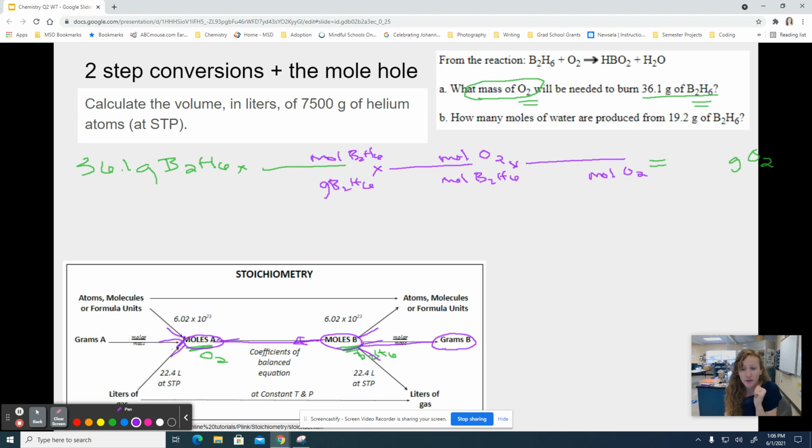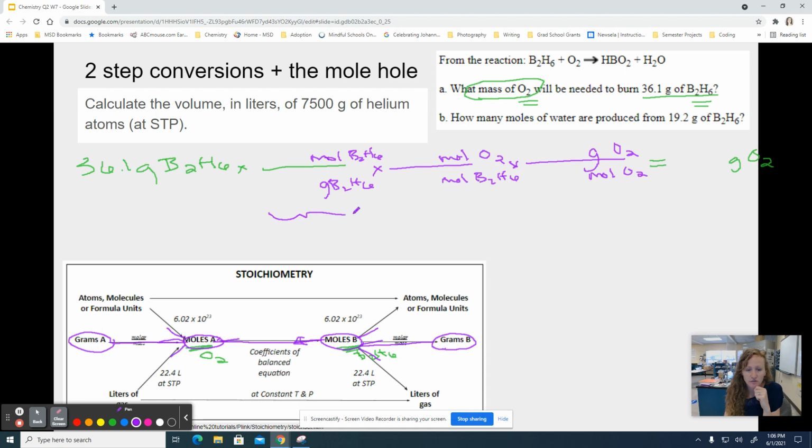Where do I want to go? I want to go to grams of oxygen. So I'm going to need, right? Grams, yes. So I can get directly there, grams of oxygen. So I've just set up my problem using units only. So now let's go in and plug in numbers.